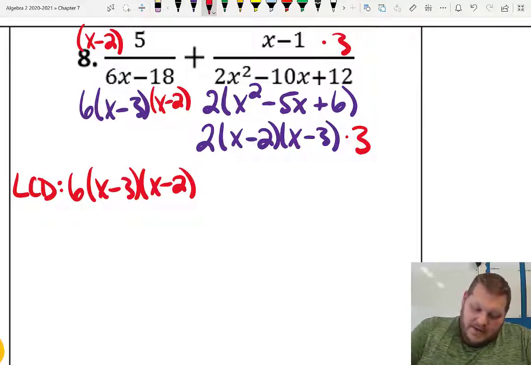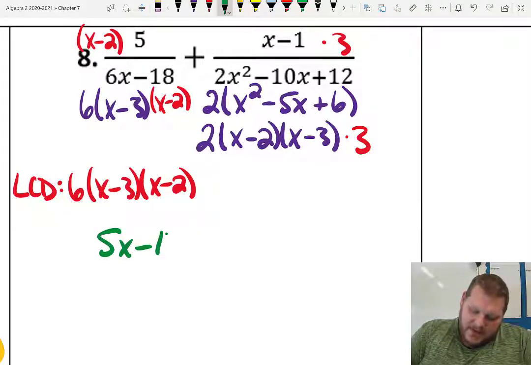So when I rewrite this, after I multiply by x minus 2 in the first fraction, I end up with 5x minus 10.